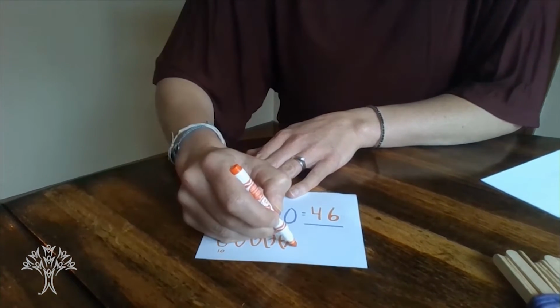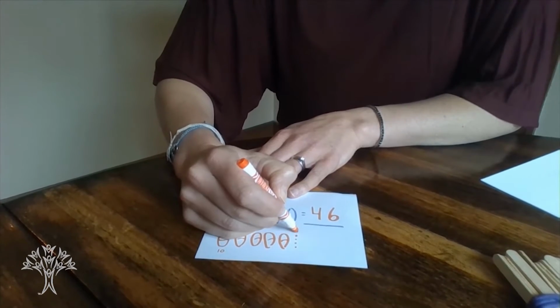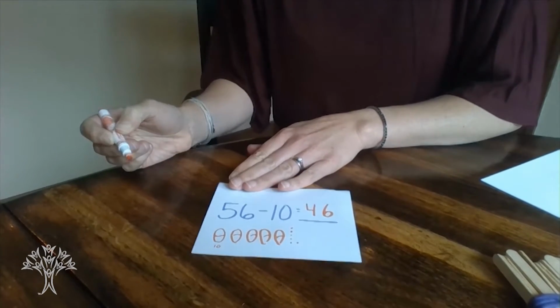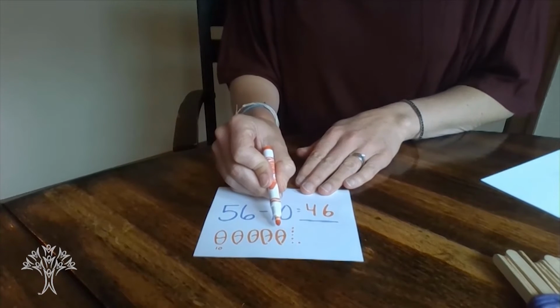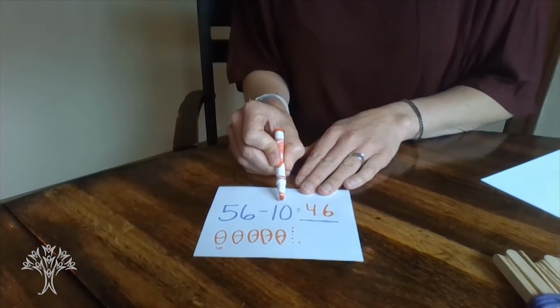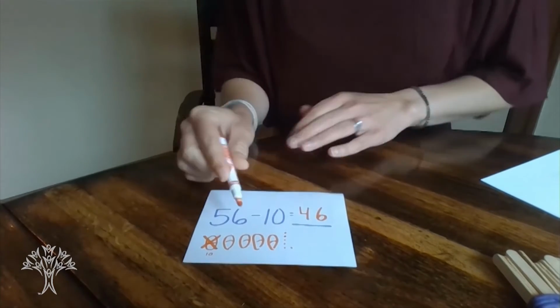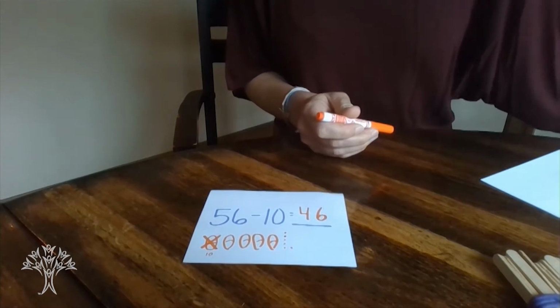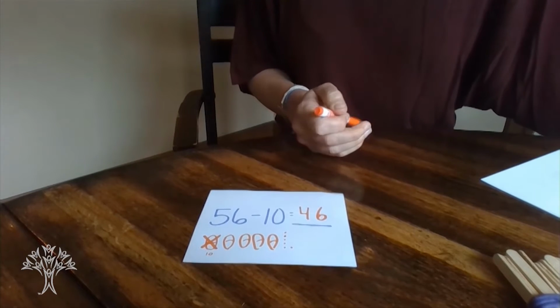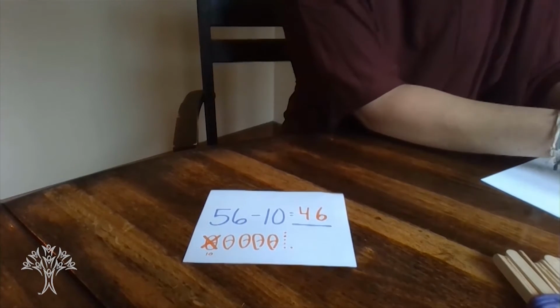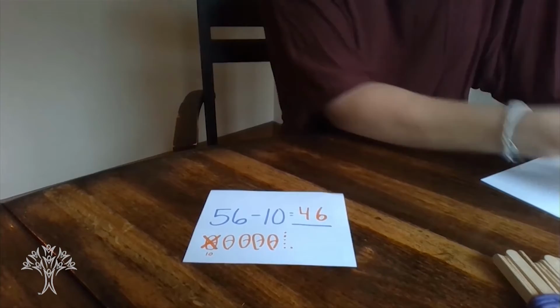And then for my 6 ones, I just will draw my dots. So I have 56. And I'm going to take that 10 away. I can just cross that off for myself here. And now I have 46 left. So if you still need to practice with a model, go ahead and do that on paper.